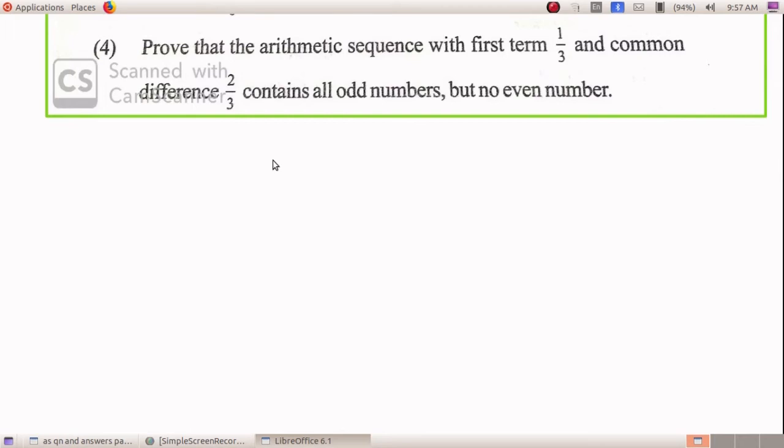Read the question. First term is 1 by 3 and common difference is 2 by 3. You have to prove this arithmetic sequence contains all odd numbers but no even number. Mean, when you write first term, second term, third term like that, you will get here and there all odd numbers, but never can you find an even number. That you have to prove.